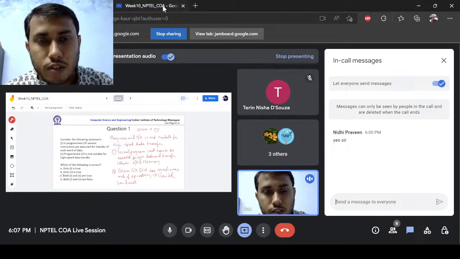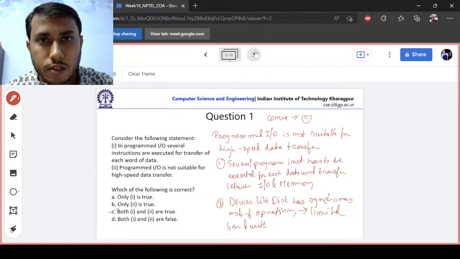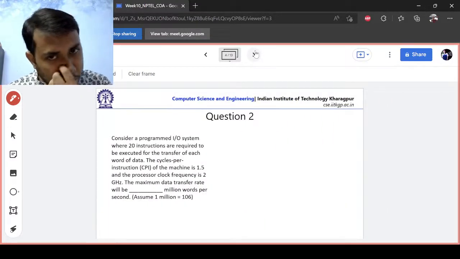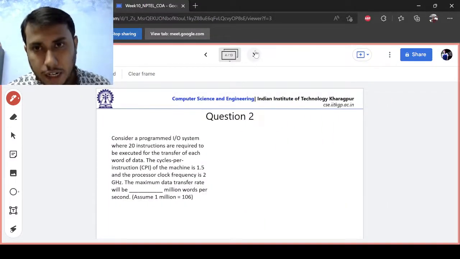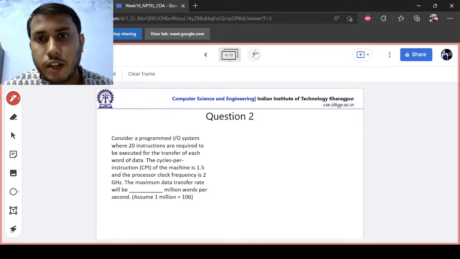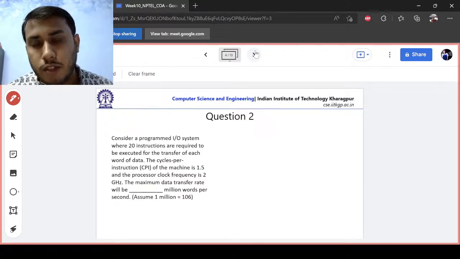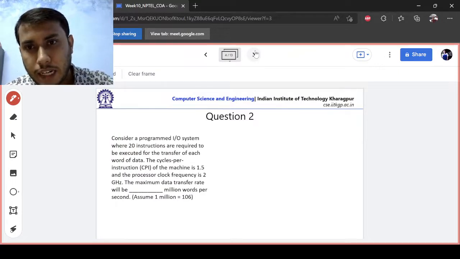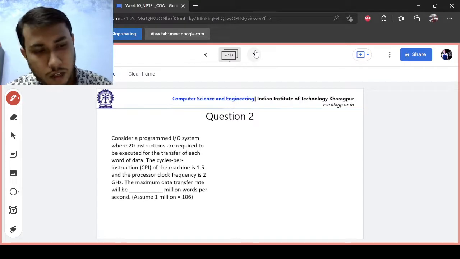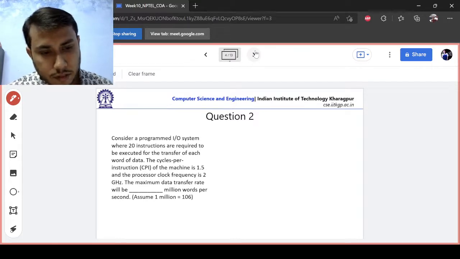So let's go to the next question. Consider a programmed I/O system where 20 instructions are required to be executed for transfer of each word of data. The cycles per instruction of the machine is 1.5 and the processor clock frequency is 2 gigahertz. The maximum data transfer rate will be how many million words per second? Assume 1 million is equal to 10 to the power of 6.